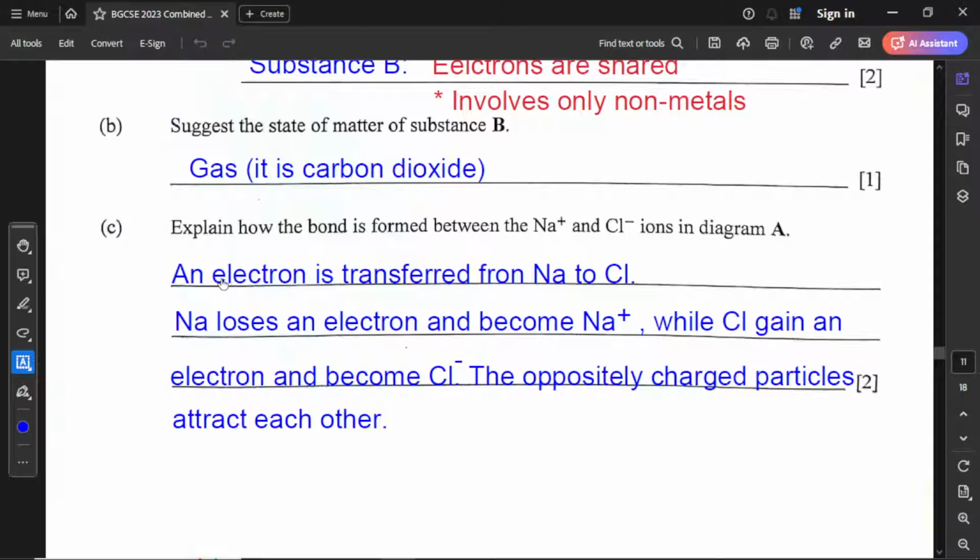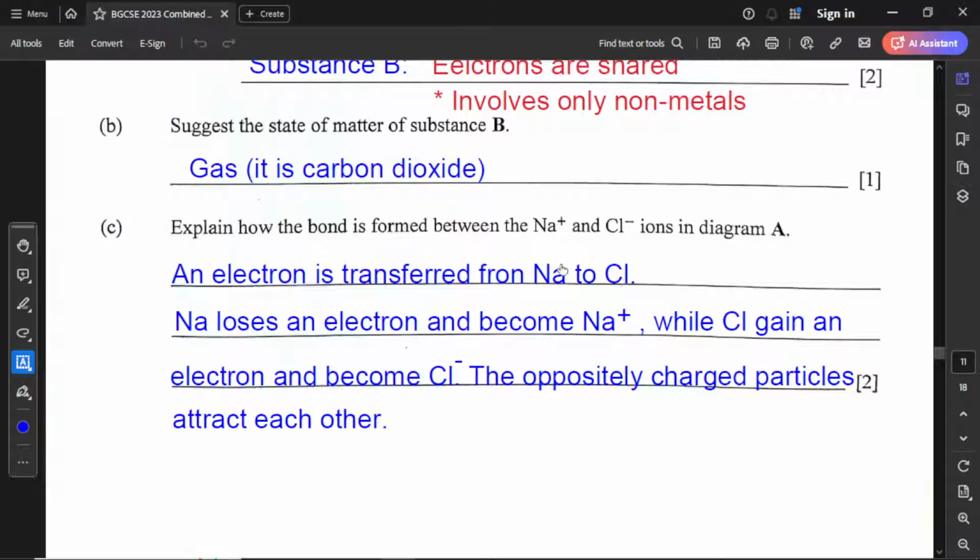All right, part C is to explain how the bond is formed between Na plus, which is sodium ion, and Cl minus, which is chloride ion, in diagram A. So what's going to happen here is that an electron is transferred from sodium to chlorine. That's what happens in the bonding process, right? An electron is being transferred from sodium to chlorine.